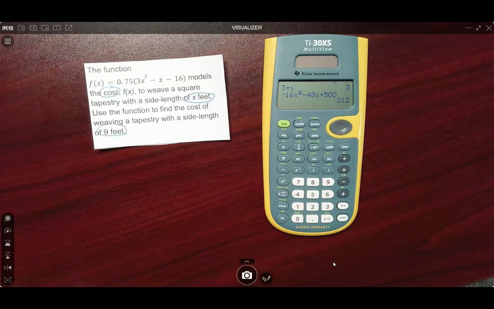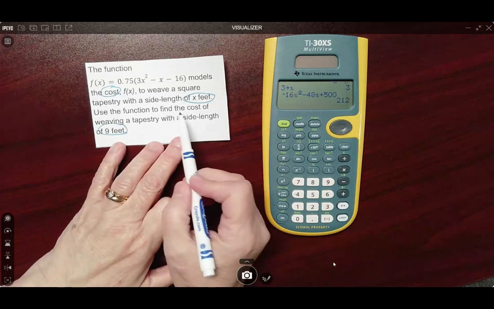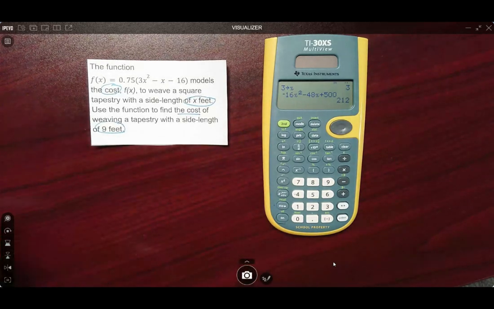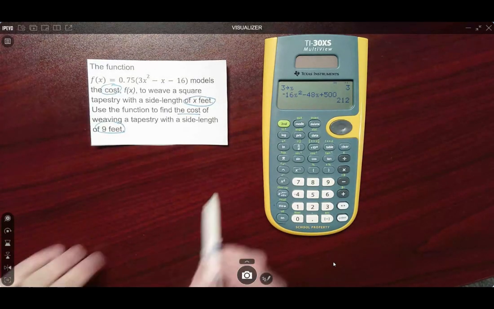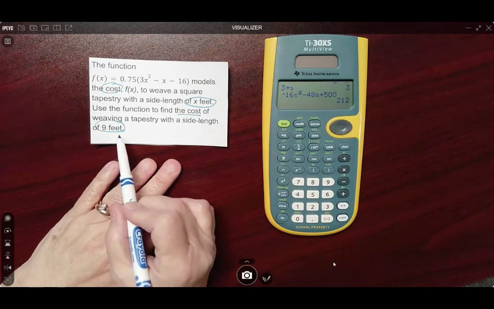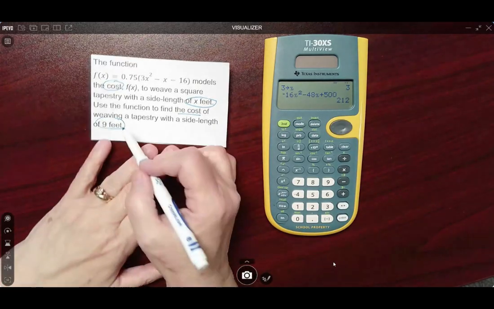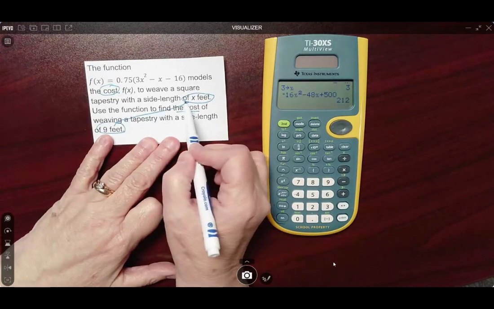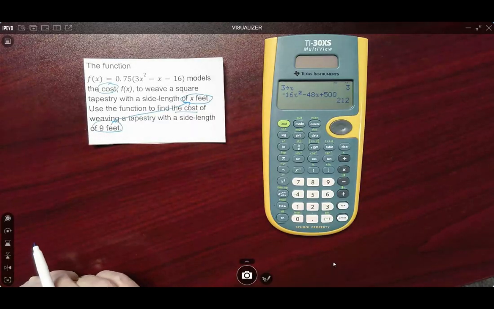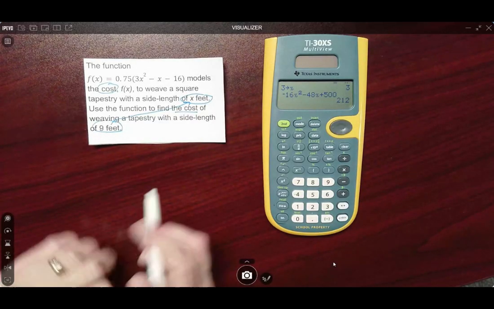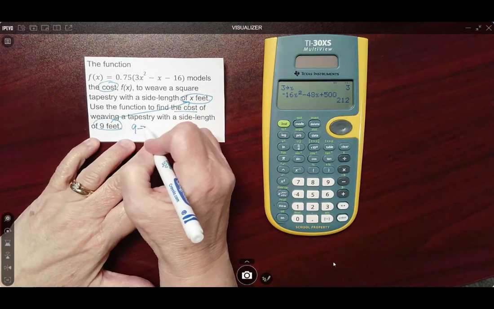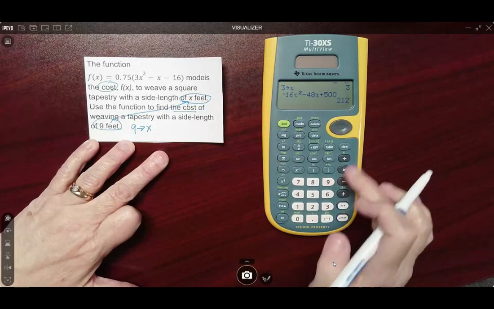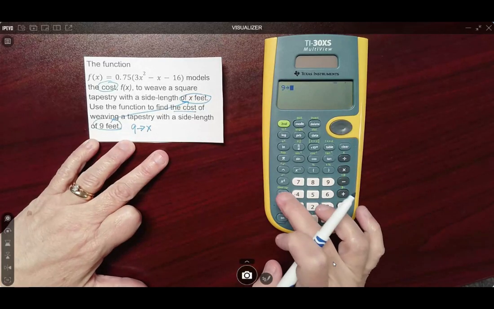So I'm looking for the cost of a tapestry. It's square and each side is 9 feet. X feet, 9 feet. We're going to put 9 in for x because that's the cost we're looking for. So we're going to store 9 for x. 9 store x, enter.